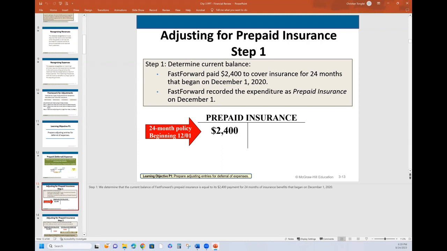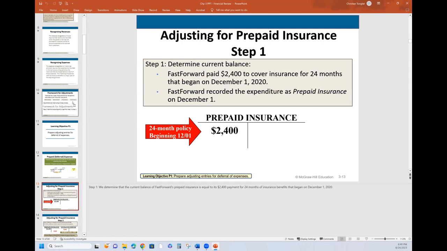So for insurance, we purchased this policy for $2,400. It's covering 24 months. So on the books, when we bought it, we recorded it to reduce our cash and we put it on the books as a debit. It's an asset, so it carries a debit balance as a normal balance. So this is the account, prepaid insurance, and my balance in the account right now is $2,400.